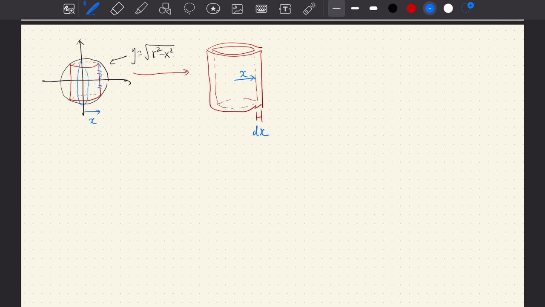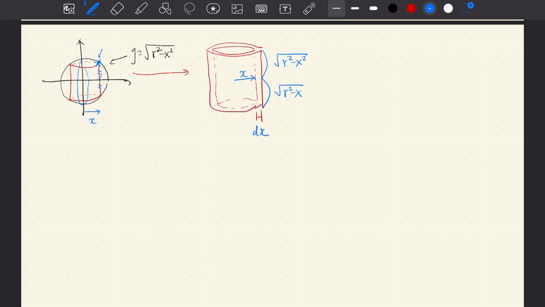So the length of this should be square root of r squared minus x squared, right? Because the length of this segment should be the y coordinate of this point I marked here. And the y coordinate of this point should be square root of r squared minus x squared, because we know that the x coordinate of this point right here is x. So half the height of the cylinder should be square root of r squared minus x squared. So the total height of this cylinder should be 2 times square root of r squared minus x squared.